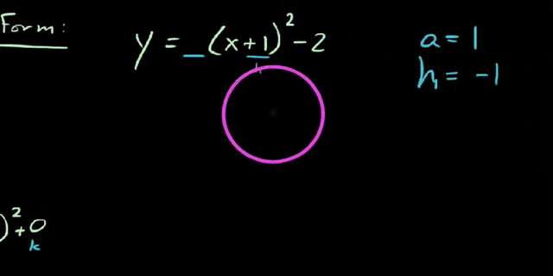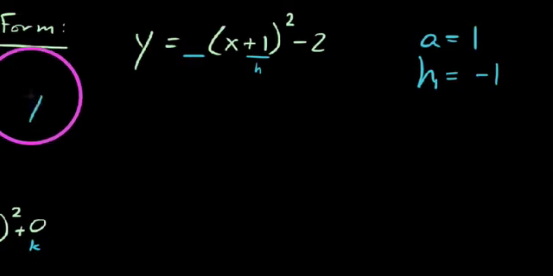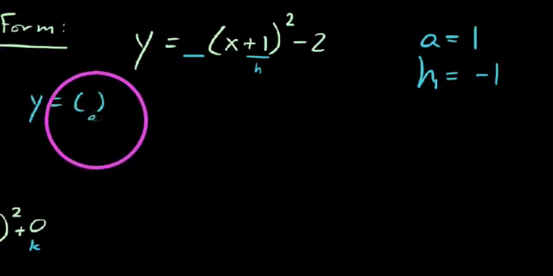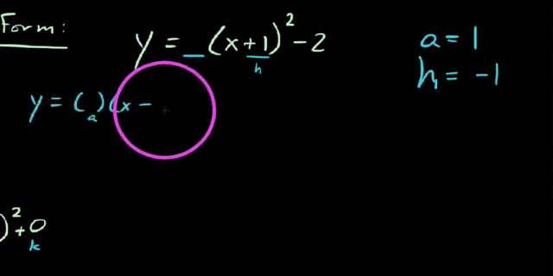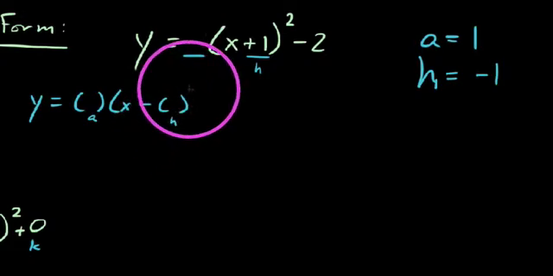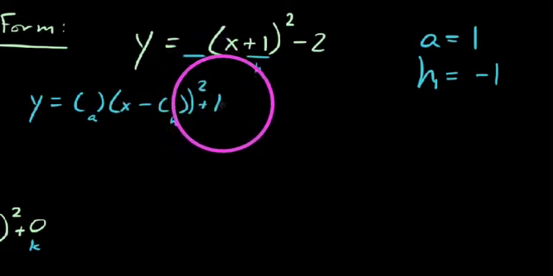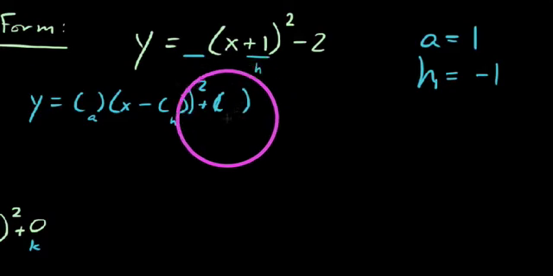A lot of people ask me to explain this, so real quick, if the original formula is a times (x minus h) squared plus k.